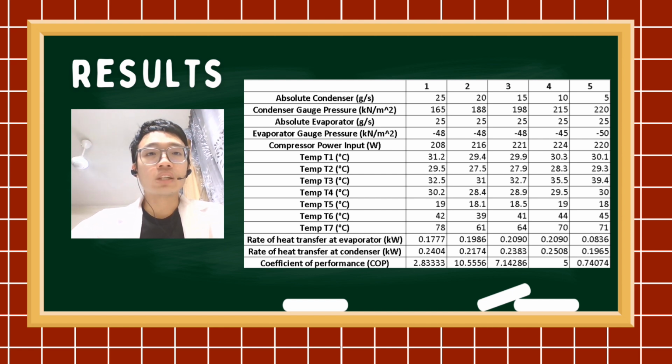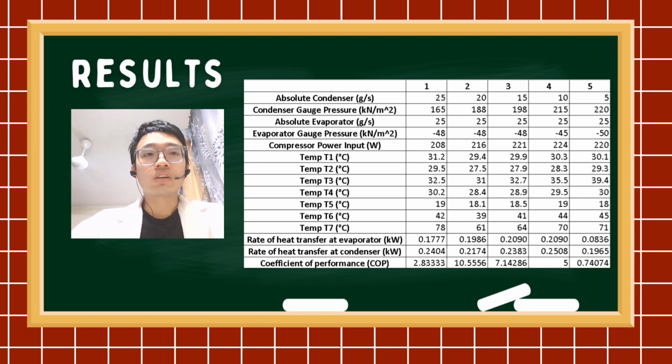And the temperature of T4 starts from 30.2 degrees Celsius, drops to 28.4 degrees Celsius, and increases until 30 degrees Celsius. And the temperature of T5 starts from 90 degrees Celsius, drops to 80.1 degrees Celsius, increases to 90 degrees Celsius, and drops to 80 degrees Celsius.